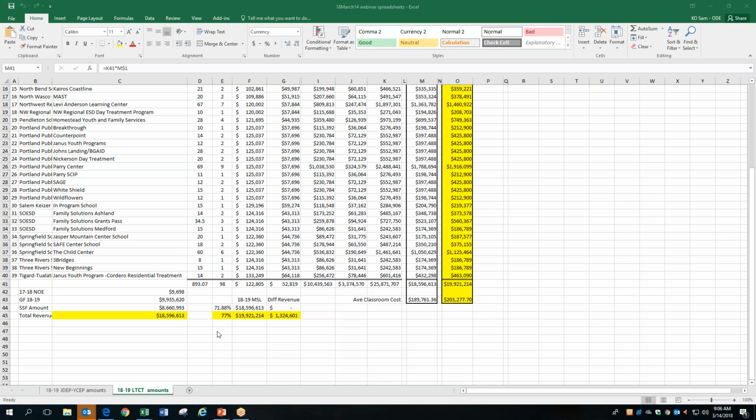So the way the spreadsheet works, this is our slot count times NOE, and then that's our state school fund amount. Oh, sorry. I don't want to.